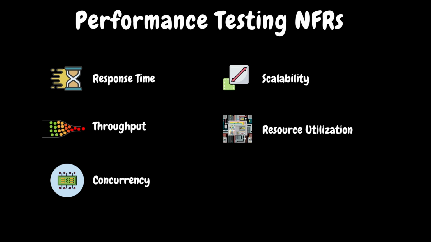Resource utilization. This requirement specifies acceptable levels of resource utilization. For example, CPU utilization not exceeding 80% during peak loads or memory consumption not exceeding 90%.